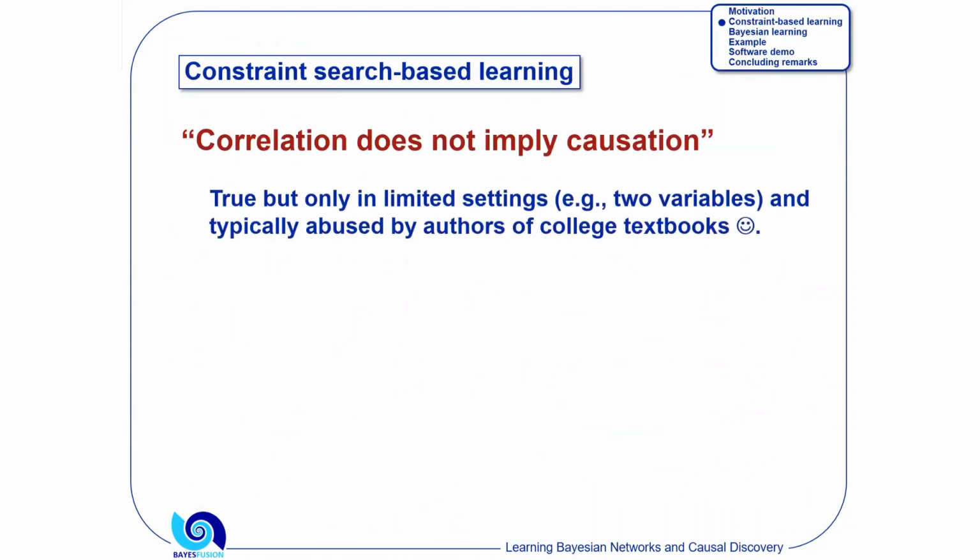Correlation does not imply causation. You've seen it in statistics textbooks. It is true, but only in limited settings, when you have 2 variables. When you have 2 variables, that's absolutely true. You cannot establish causation. But it's not the whole truth. It is truth, only truth, but not the whole truth.